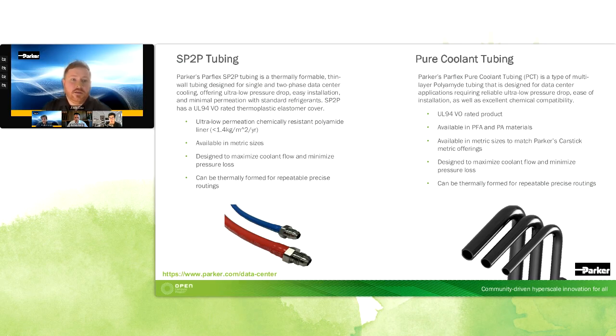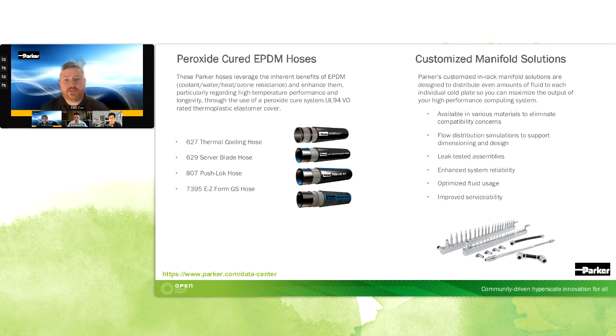We also have, on the left-hand side that you'll see here, all of our EPDM cured hoses. Along with the first two products that I mentioned, these are all going to carry a UL94 V0 flammability rating, which is very important in this space. All of the options you're seeing here from Parker, whether it be the server blade hose or the 62090 EPDM hose, are going to meet that industry requirement and reduce the amount of concerns for flammability ratings.